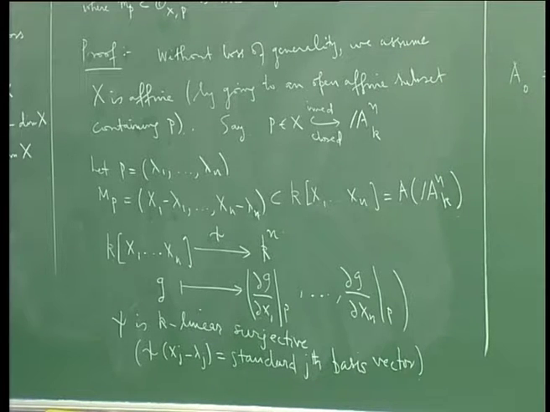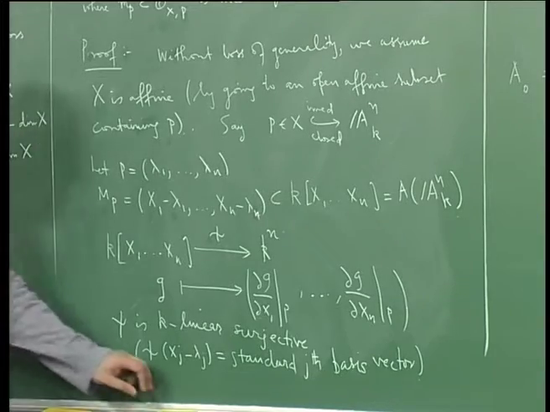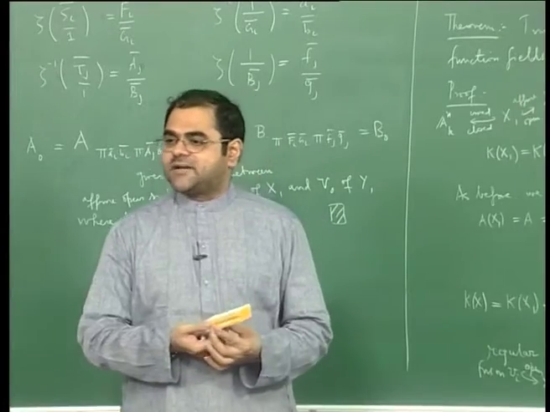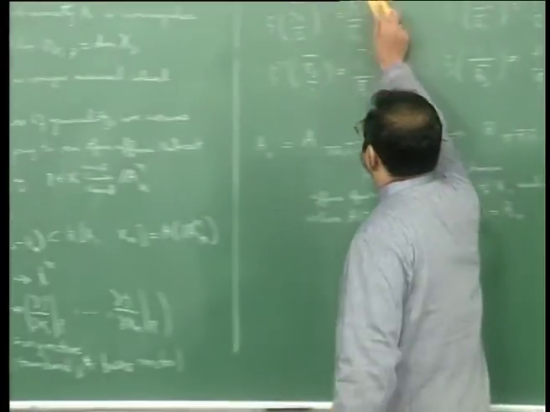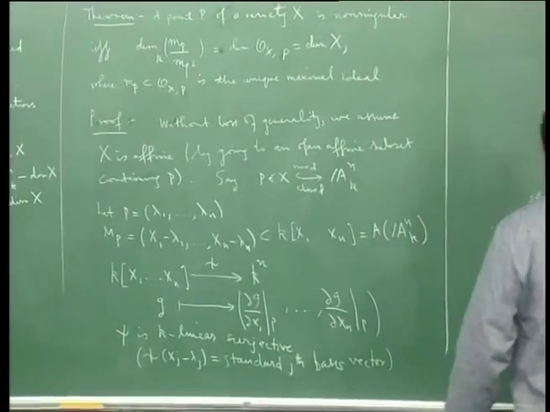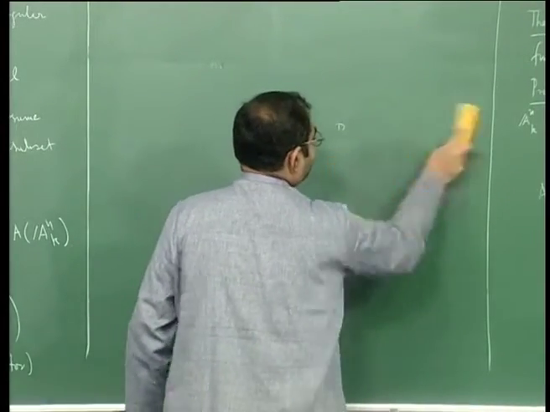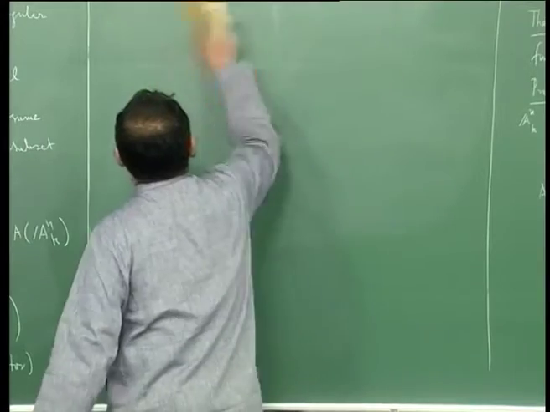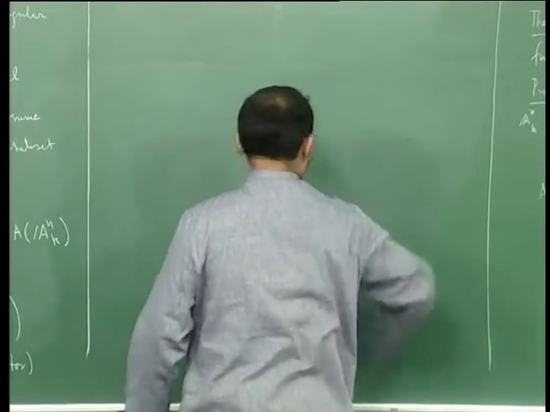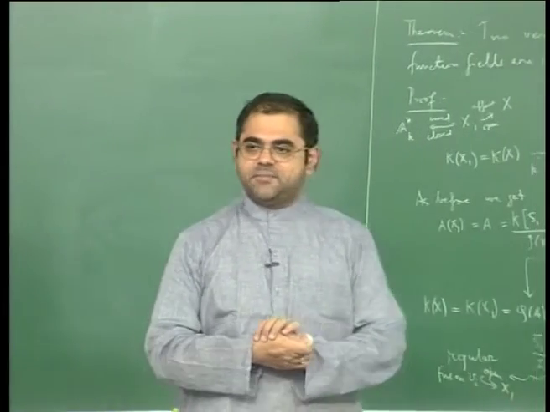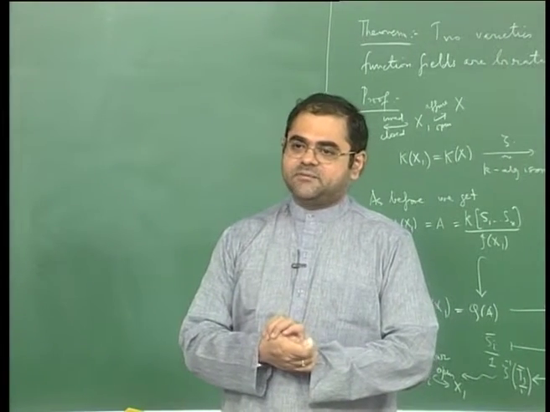So it is a linear surjective map, and now the point is that the kernel is exactly the square of this maximal ideal. In other words, what I am saying is that ψ induces an isomorphism of the n-dimensional vector space k^n with m_P mod m_P squared. So m_P mod m_P squared is just the n-dimensional vector space k^n.